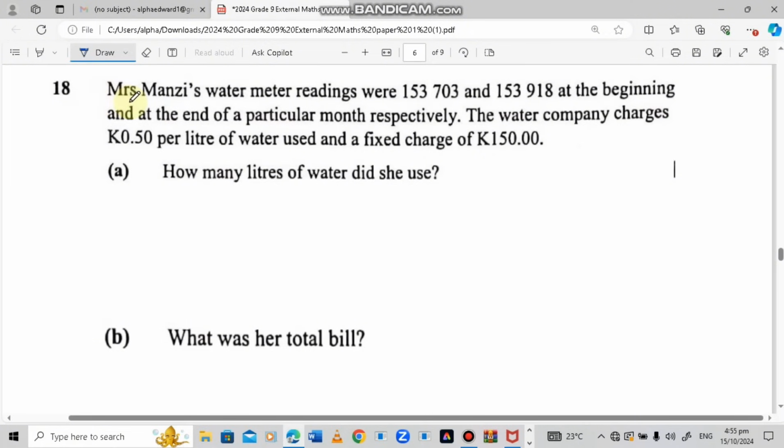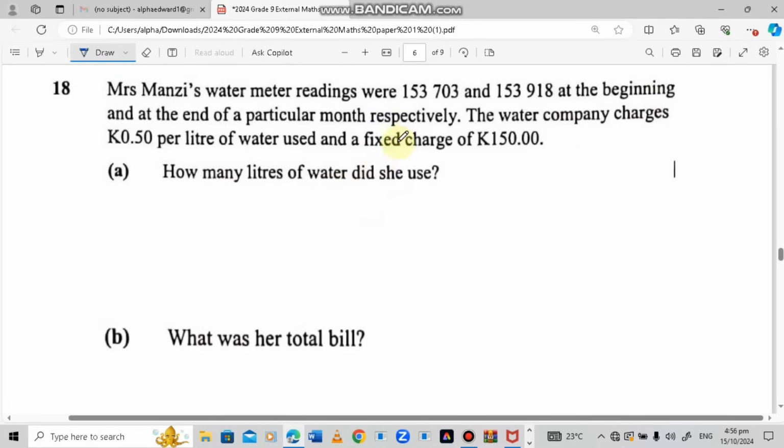We have question 18. Mrs. Manzi's water meter readings were this one and this one at the beginning and at the end of a particular month, respectively. So at the beginning of the month, she had this reading, and at the end of the month, she had this reading. The water company charges 0.5 kwacha per liter of water used and a fixed charge of 150 kwacha. How many liters of water did she use?